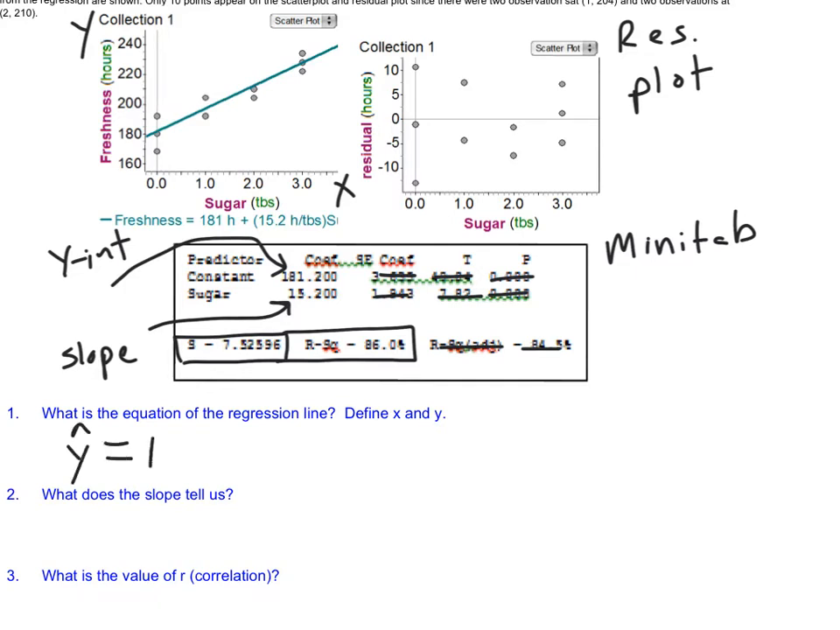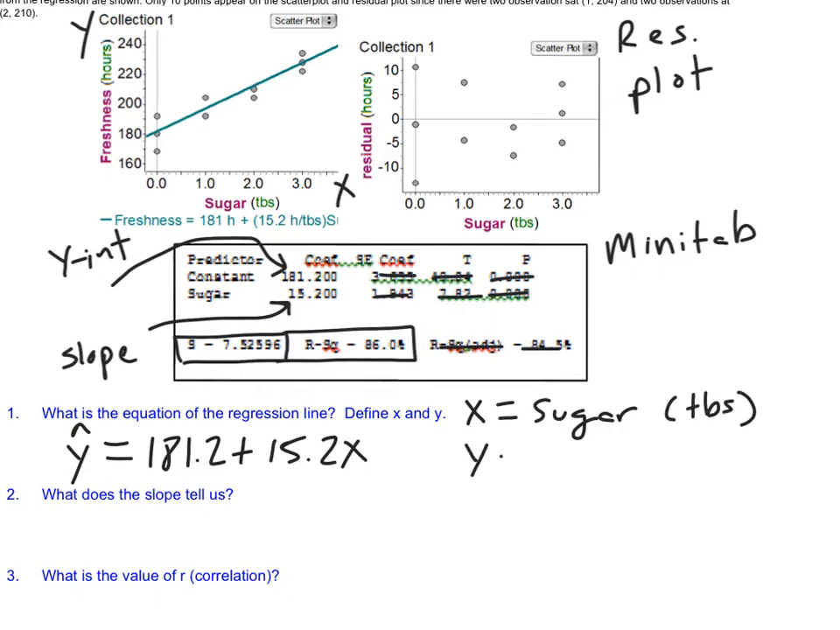The equation is y hat equals 181.2 plus 15.2x. x is sugar in teaspoons and y is freshness of the flower in hours.